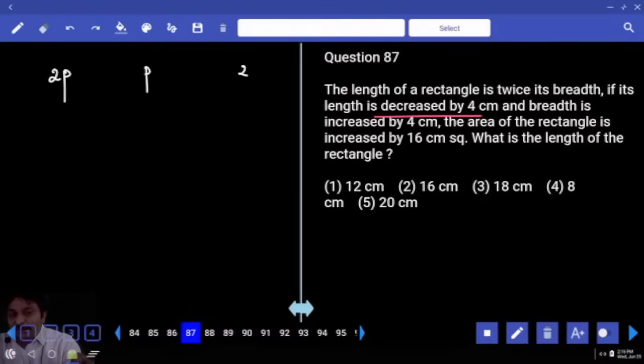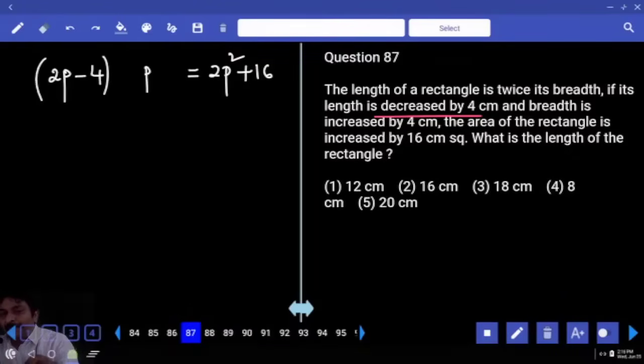Area is going to be 2p square. Finally they said area increased by 16. Right hand side, this is new area. What happened to length? Decreased by 4. What happened to breadth? Increased by 4. New area, length into breadth. 2p into p, 2p square. Cancel. 2p into 4, 8p.